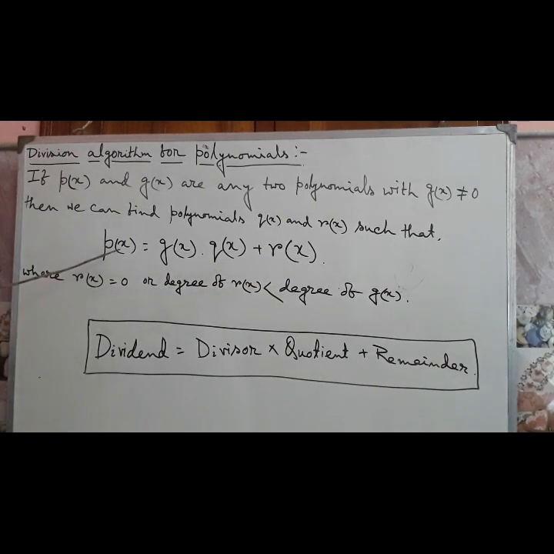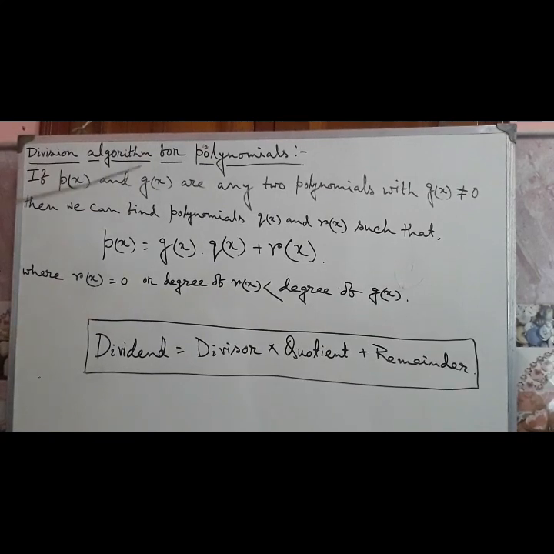That is, if the polynomial p of x is divided by the polynomial g of x, then we can get the quotient q of x and the remainder r of x, where this remainder r of x is equal to 0, or the degree of r of x is less than the degree of the divisor, that is g of x. Ultimately, the division algorithm is the same as what we learned in lower classes, that is dividend is equal to divisor into quotient plus remainder.